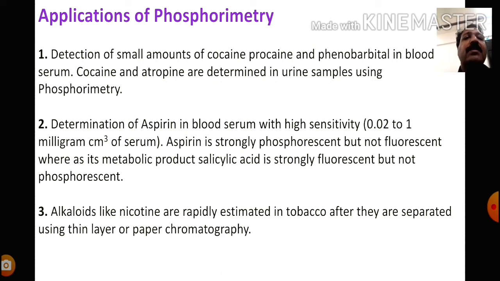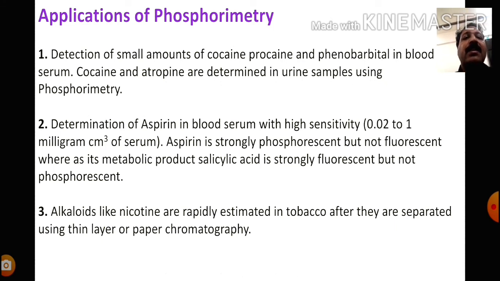The second application is determination of aspirin in blood serum with high sensitivity, 0.02 to 1 mg per cm cube of serum. Aspirin is strongly phosphorescent but not fluorescent, whereas its metabolic product salicylic acid is strongly fluorescent but not phosphorescent.